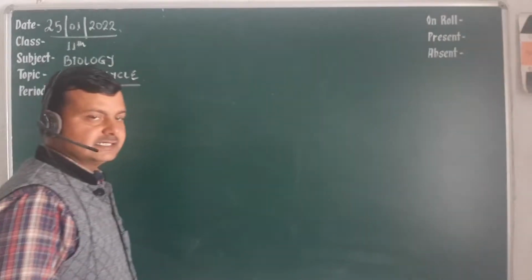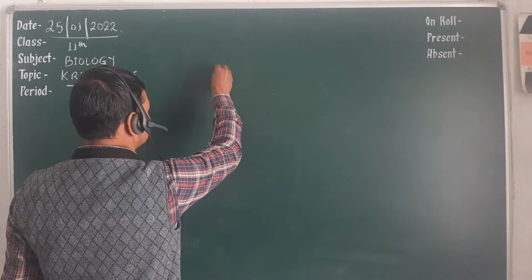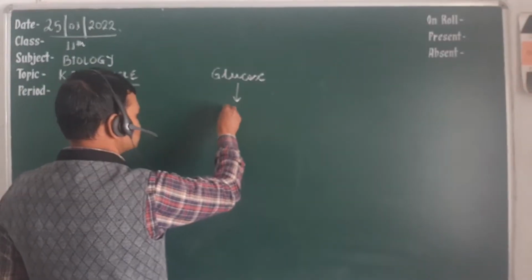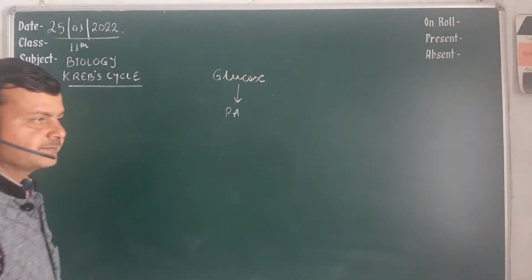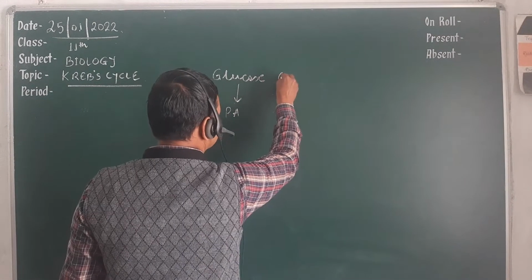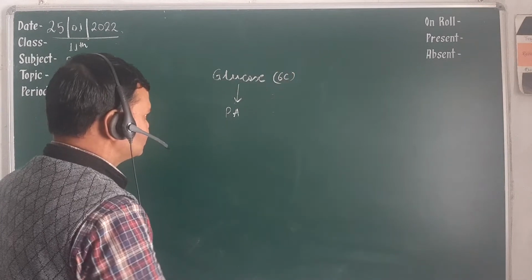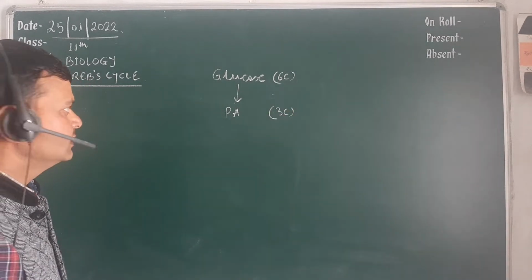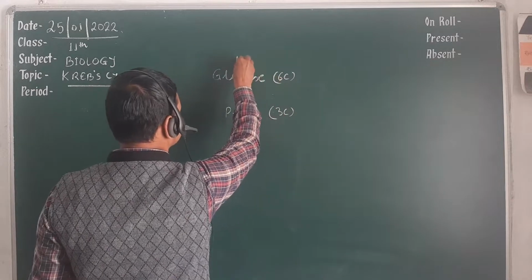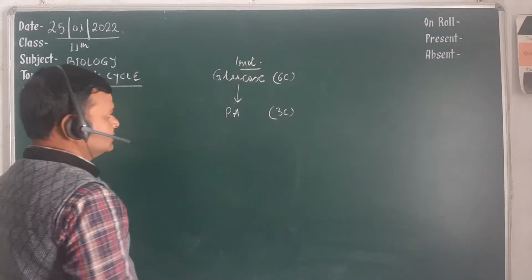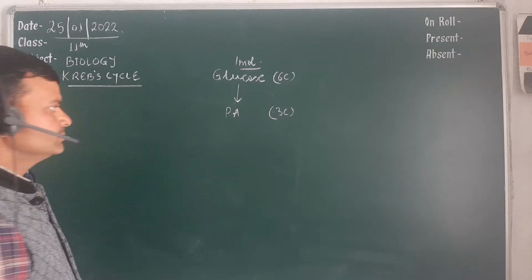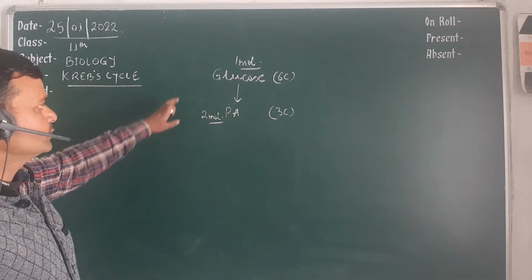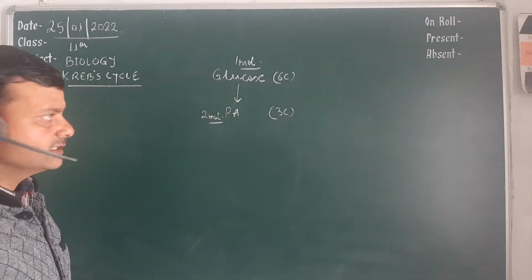What we have seen earlier is that glucose, by the process of glycolysis, breaks down into pyruvic acid. Glucose is a 6 carbon compound and it breaks down into a 3 carbon compound, which is pyruvic acid. If the glucose is one molecule, then certainly the molecules of pyruvic acid formed will be two molecules. It means that for every one molecule of glucose, two molecules of pyruvic acid are formed.